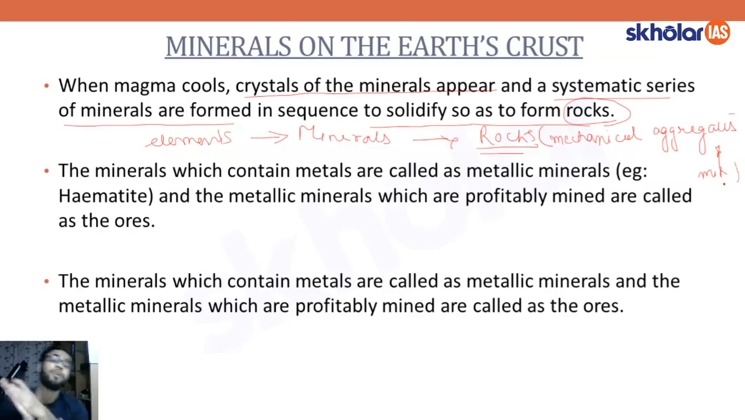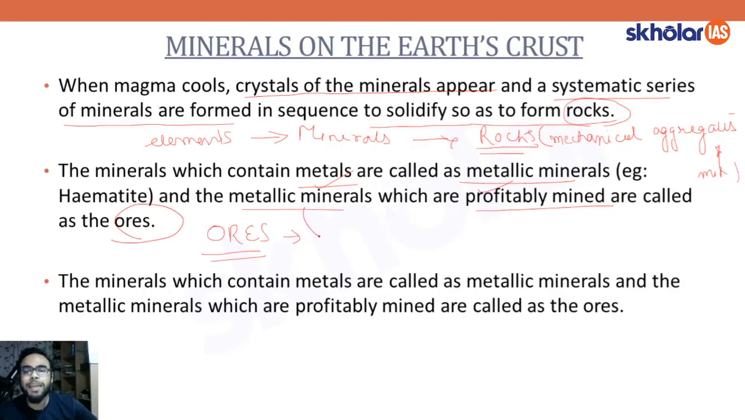Combine to form rocks. What kind of rocks? Igneous rocks, right? So these minerals which contain metals are called metallic minerals. If a mineral does not have a metallic mineral, what will we call it? We'll get non-metallic mineral. Understood? So minerals which are having metals are called metallic minerals, and these metallic minerals which are profitably mined are called ores. So what are ores? Ores are nothing but metallic minerals which are being mined.